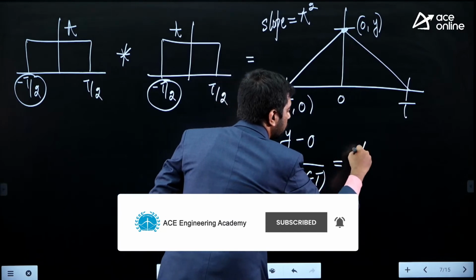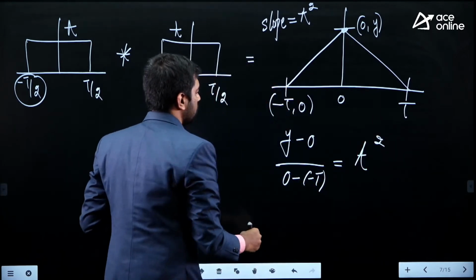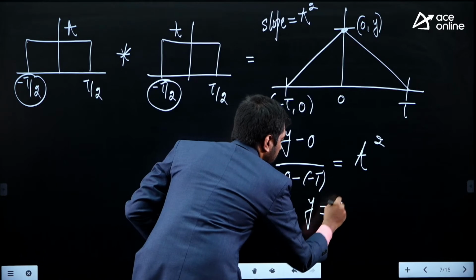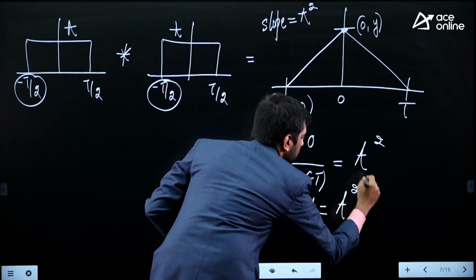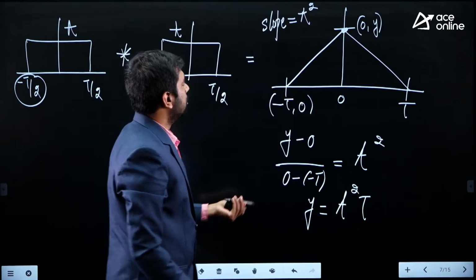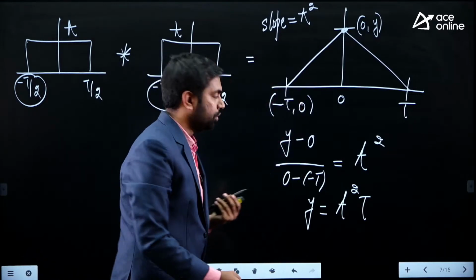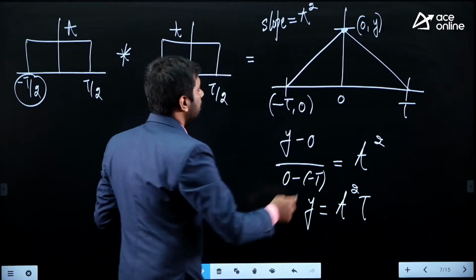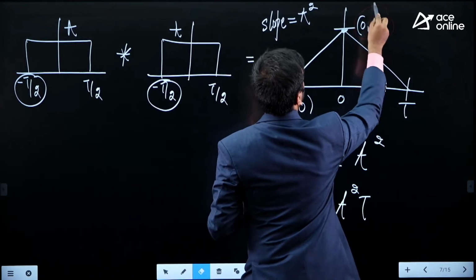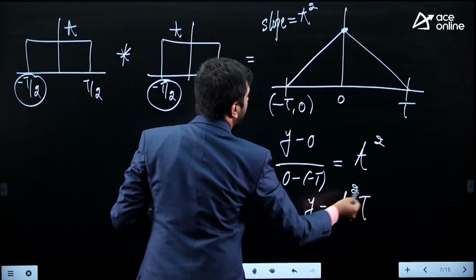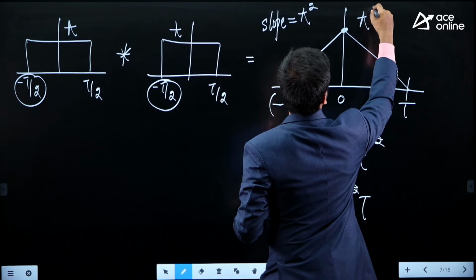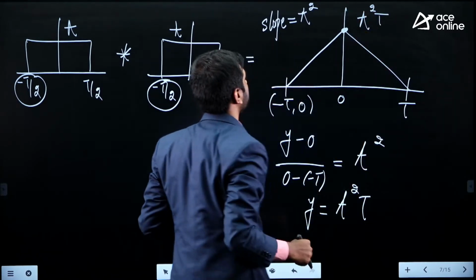This must be equated to what? A square. So what is y? y is A square into capital T. That means this amplitude level is A square into capital T. So let me remove this now and then mark A square into T. How much is this? This is A square into T.